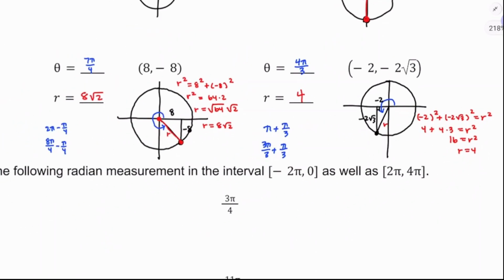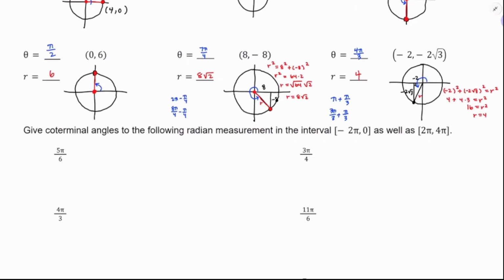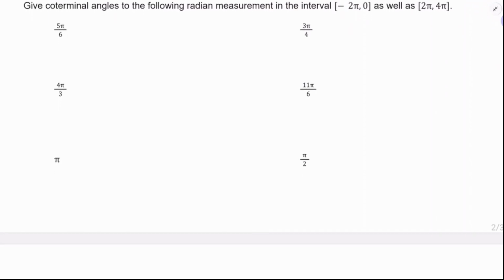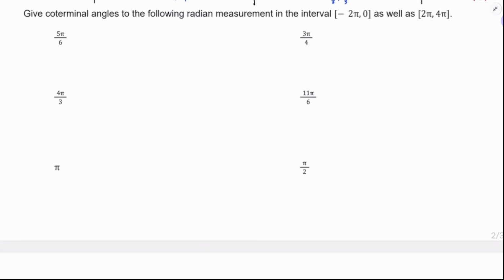Okay, and I think it's good that we got back to the special right triangles because those are really important for us. All right, now give coterminal angles to the following radian measurements in the interval negative 2 pi to 0 as well as in the interval 2 pi to 4 pi. Because all of these are in the standard first trip through the unit circle, we're going to go back one trip through the unit circle by subtracting 2 pi, and we're going to go ahead one time as well.